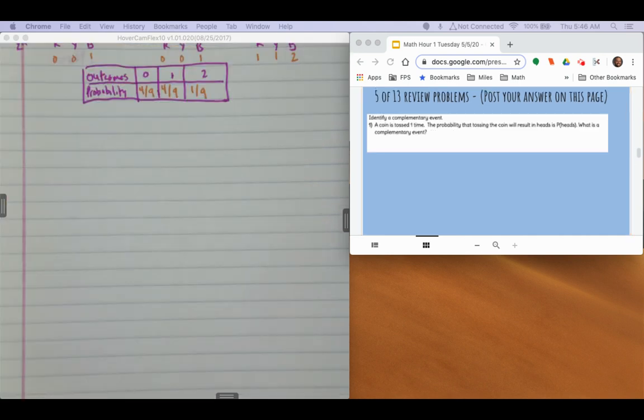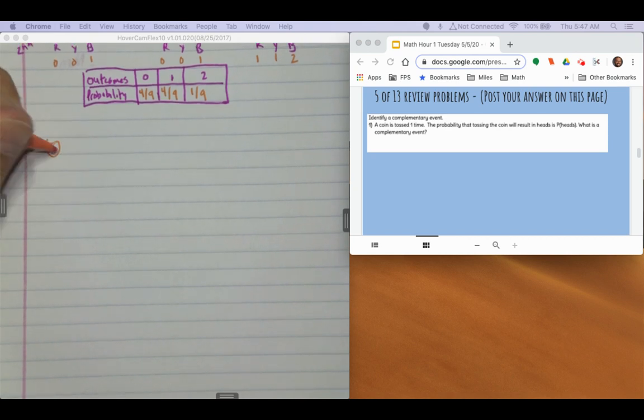Number 5. A coin is tossed one time, the probability that tossing the coin will result in heads is probability of heads. What is a complementary event?